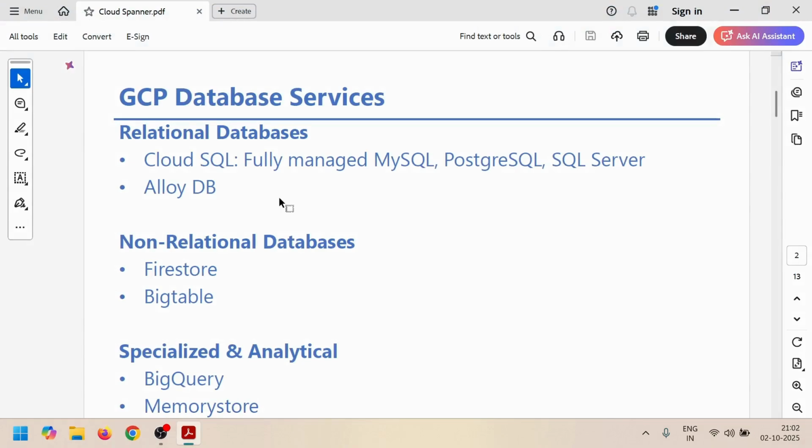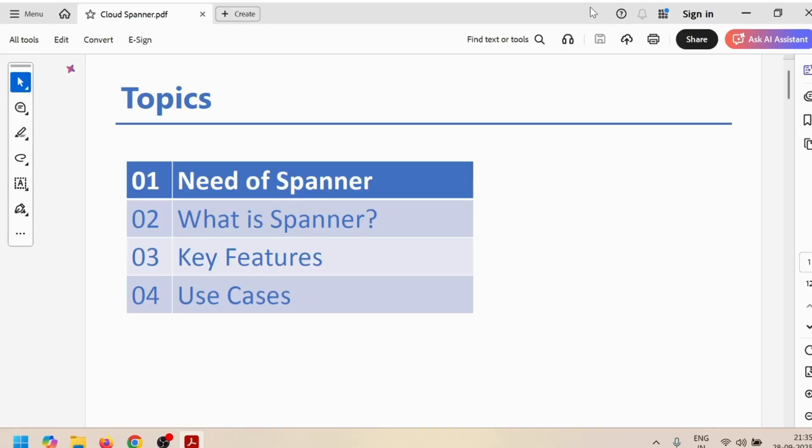For relational database, we have Cloud SQL, where we have fully managed MySQL, PostgreSQL and SQL Server database. We also have AlloyDB. For non-relational databases, we have Firestore and Bigtable. We also have specialized and analytical databases like BigQuery for data warehouse and Memorystore for in-memory databases like Redis and Memcached. Then what is the need of a new database, Spanner?